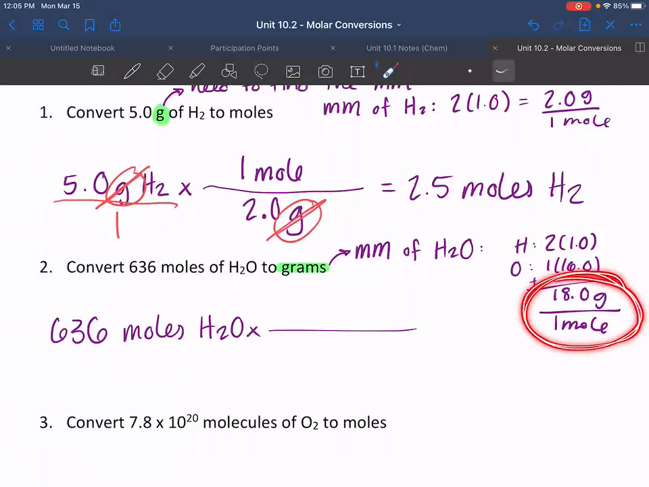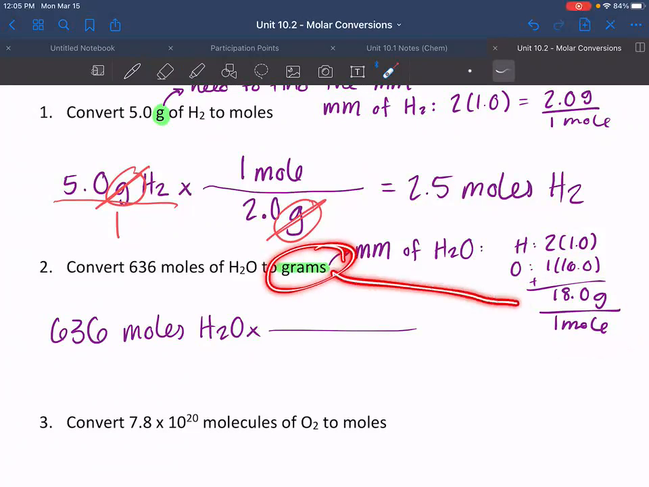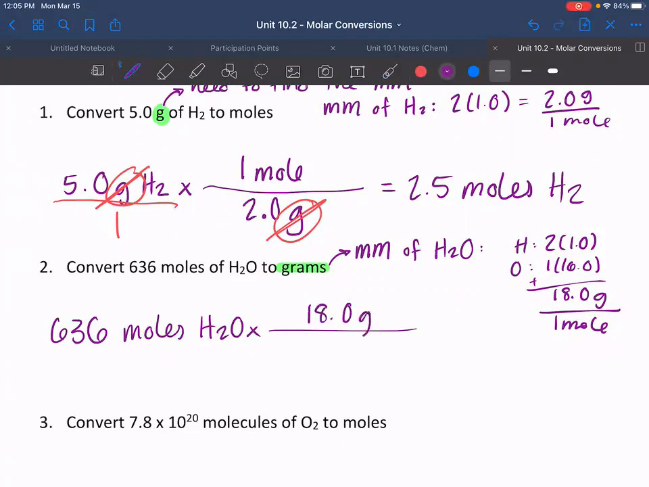Using our conversion factor of molar mass, are we going to use it as is or flip it? Keep it the same. Because what's our target unit? Our target is grams, put the target on top. We're going to keep the grams on top of the fraction. So we have 18 grams per 1 mole. This allows moles to be canceled out. We're in units of grams, which we want.